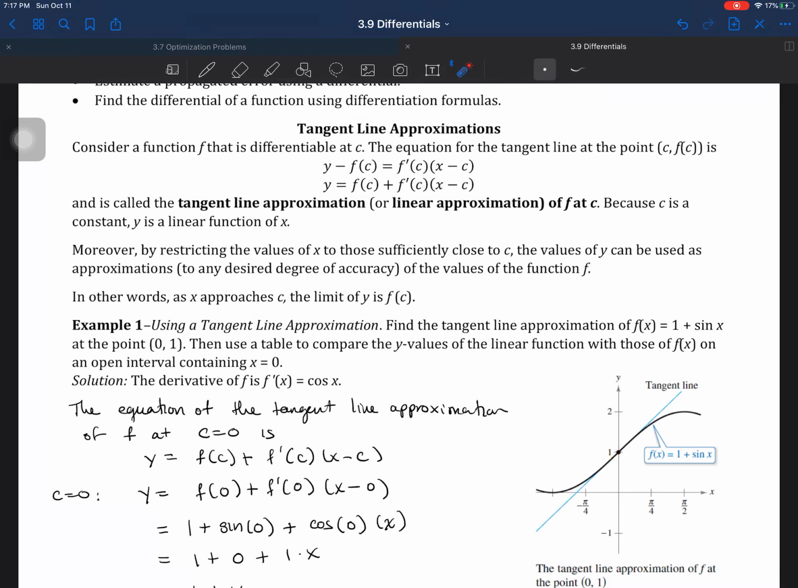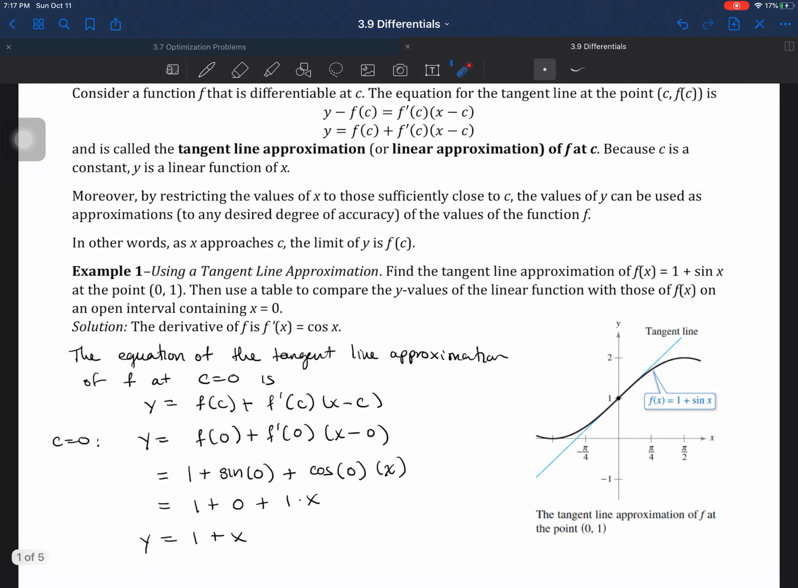by using some differentials. So the idea is that if you know a specific value on the function, which is the black graph right here, then you can generate this tangent line from there. We can find a tangent line because they're going to have the same slope, and they're going to have a point in common, and that will be enough for us to create this tangent line.